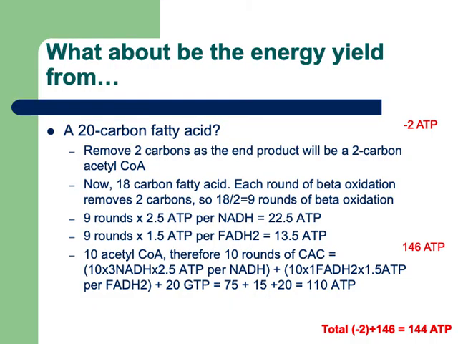Now, I would like you to walk through this example on your own. This is for a 20 carbon fatty acid. So essentially, what is the ATP yield from a 20 carbon fatty acid? I walk through the steps here with you, and I want to see if you can get this number on your own. So the grand total is 144 ATP yield from one 20 carbon fatty acid.